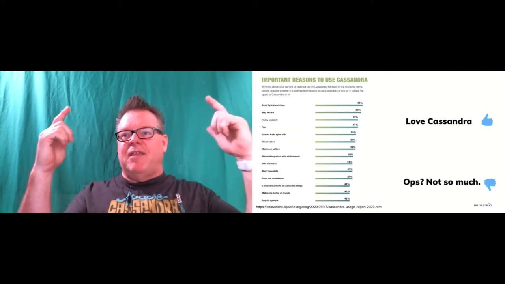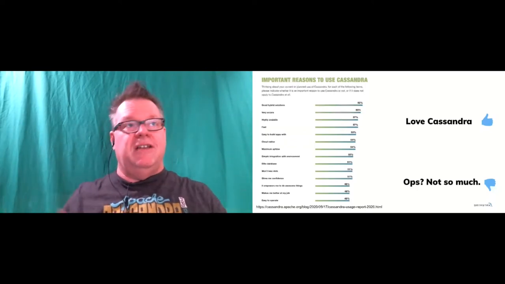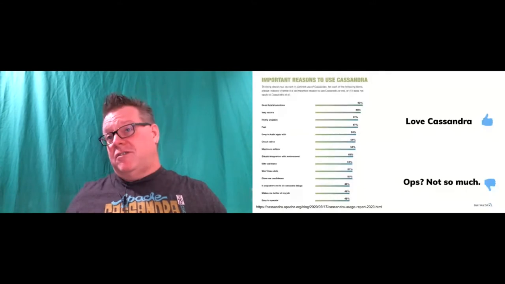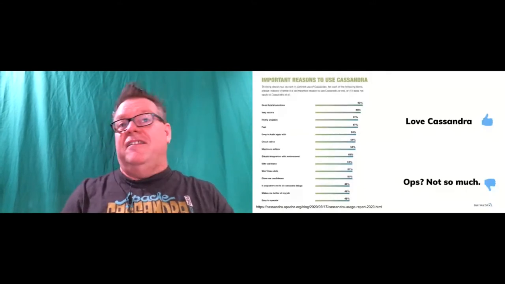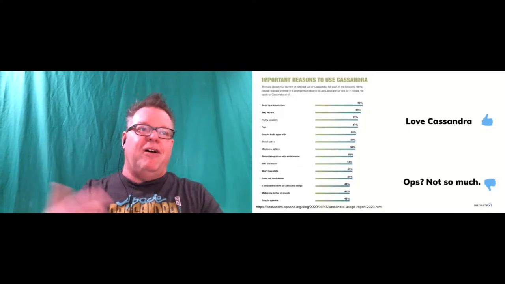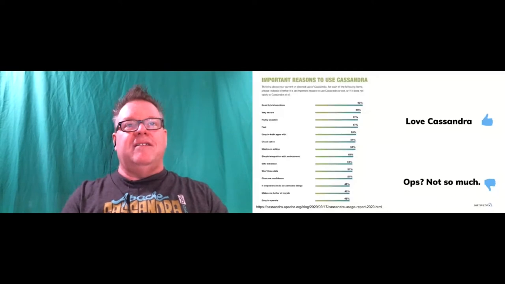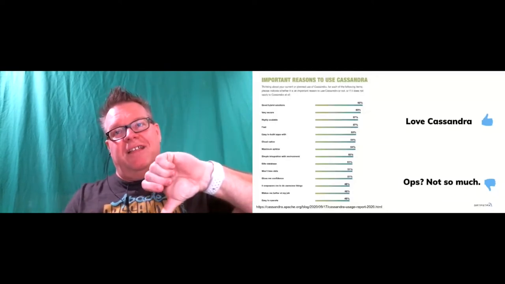Right at the top there is the stuff that we expect to see: it's great for hybrid, you can pretty much use it anywhere. Very secure, I was actually surprised by that. And highly scalable, I thought that would be at the top. But down at the very bottom, wah-wah, easy to operate. So what it says to me is, love Cassandra, I don't like to operate it as much.